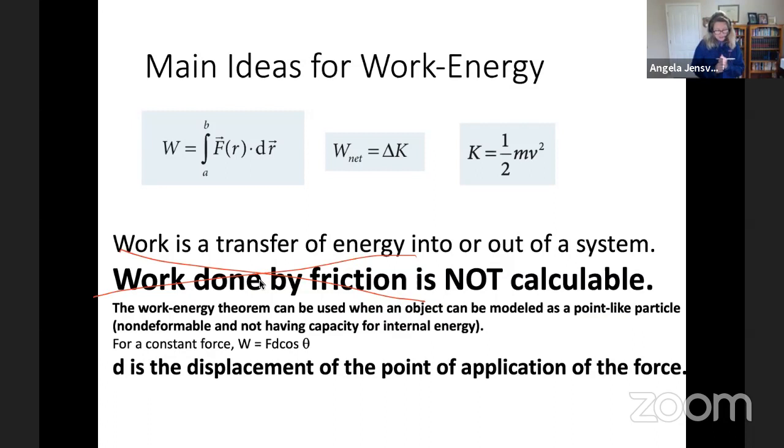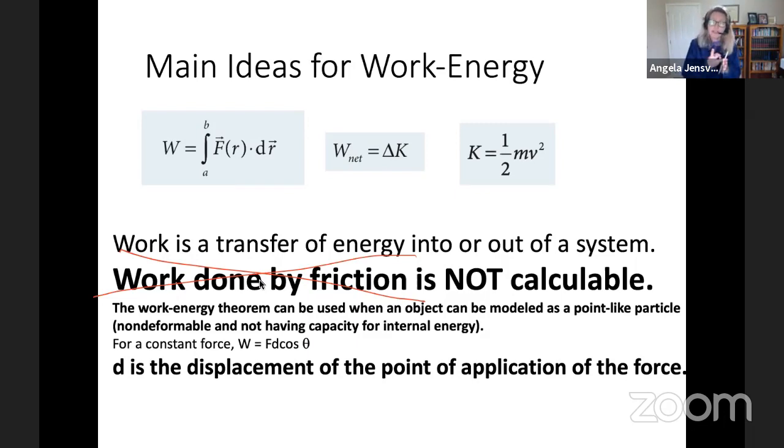The work energy theorem can only be used when the object can be modeled as a point particle, okay? Meaning, what is a point particle? It means it's non-deformable, doesn't get squished or deformed, and not having the capacity for internal energy. So if you have an object and it has a capacity for internal energy, you should not be using the work energy theorem.